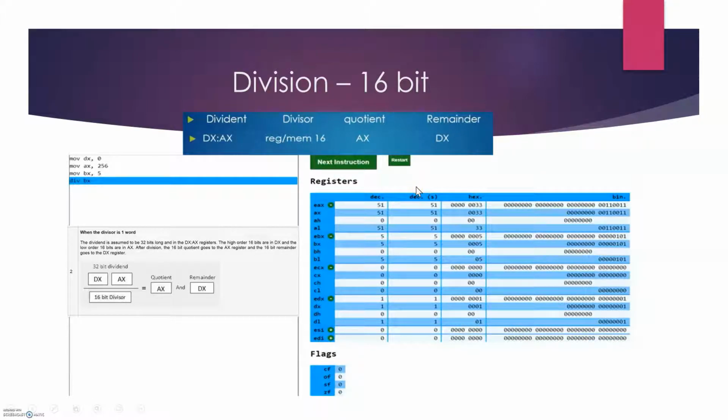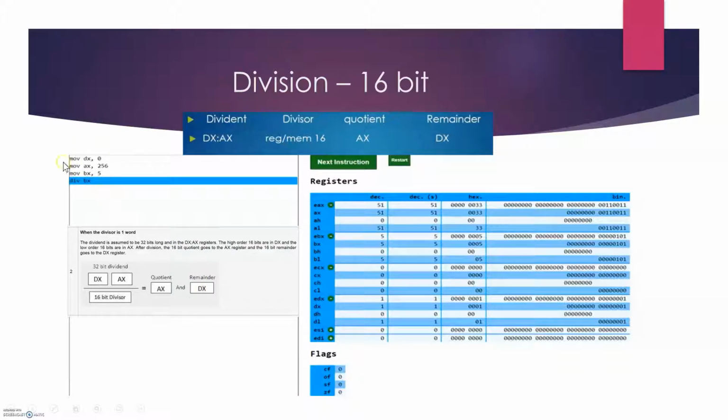Another scenario explaining 16-bit. In 16-bit, our dividend registers are DX AX. The divisor is a 16-bit size, the quotient is AX, and the remainder is DX. And you can see when you divide a 32-bit dividend, DX AX, which is our dividend over here, by a 16-bit divisor, you get the answer: AX is the quotient and DX is the remainder.